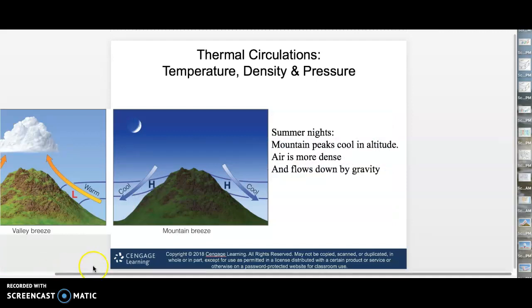It's the reverse. This is a mountain breeze at night. On summer nights, the mountain peaks cool in the altitude. The air becomes more dense here. The pressure is higher here. The air flows back down into the valley just by force of gravity. This is a mountain breeze, another thermal circulation aided by gravity.